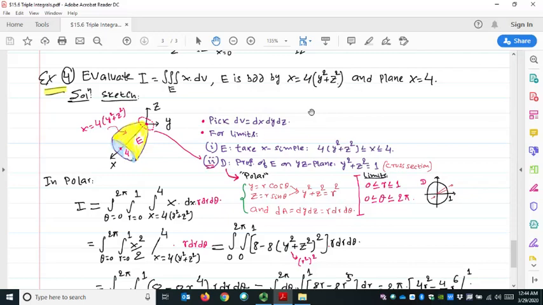And then for the y bounds and z bounds, for the y integral and z integral, find the cross section of these two surfaces and project onto the yz plane. So to find the cross section, solve these two equations, put x equals 4 and solve this equation. So 4 equals 4 times (y squared plus z squared), cancel 4 on both sides. Then this reduces to y squared plus z squared equals 1, which is a circle in the yz plane.